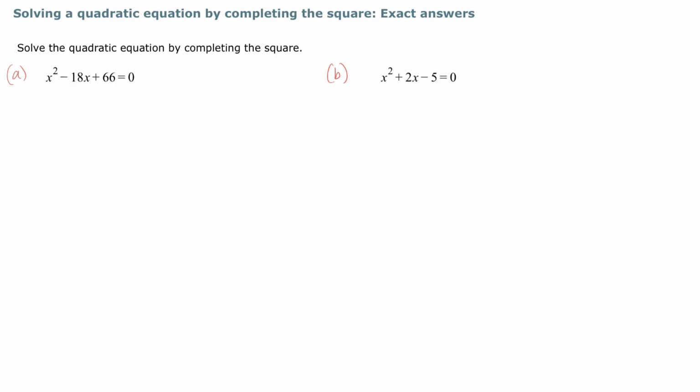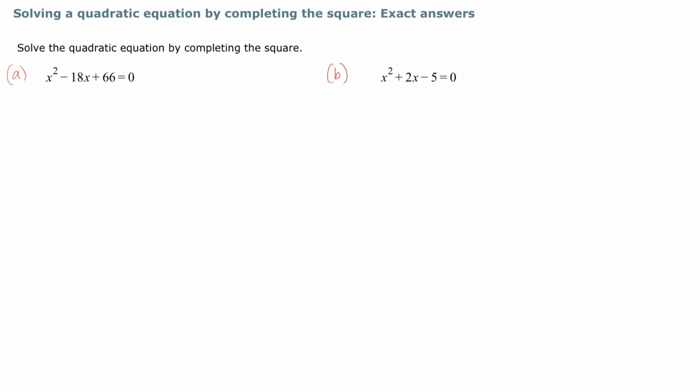So here are a couple of quadratic equations, and if you look at them carefully, they're not factorable. They're not going to be easy to factor. So why don't we try a different approach? Why don't we complete the square? Complete the square, and we'll write the answers in the form of exact answers.